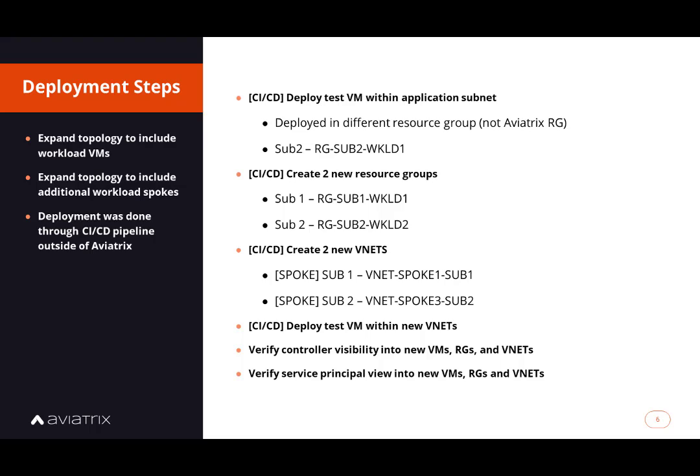To ensure we mimic a real-world scenario, we are going to create these new VMs and spokes using our CI/CD pipeline, which is outside of the Aviatrix provider and unknown to the IT group. We will assume that another deployment team needed to deploy some resources, and IT was not in the loop on this deployment.